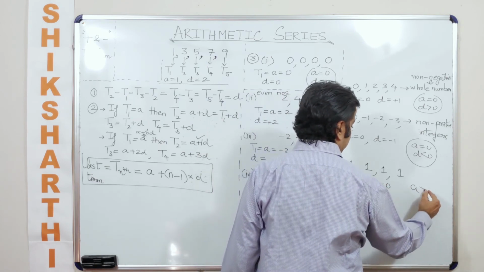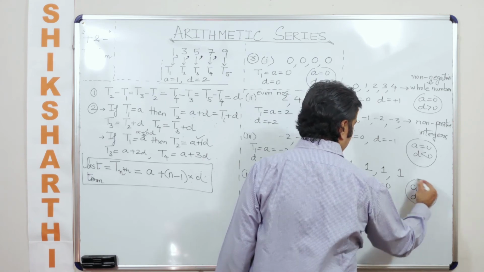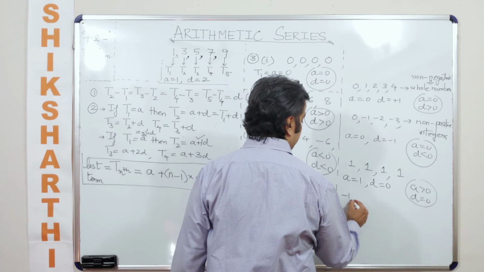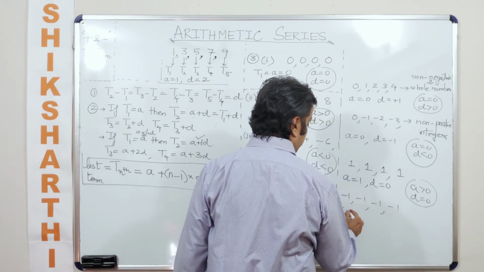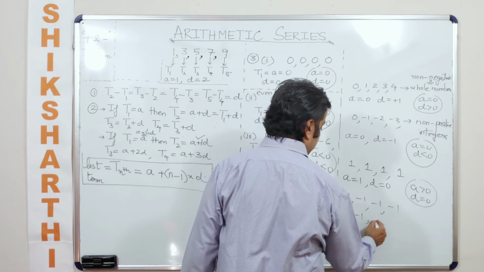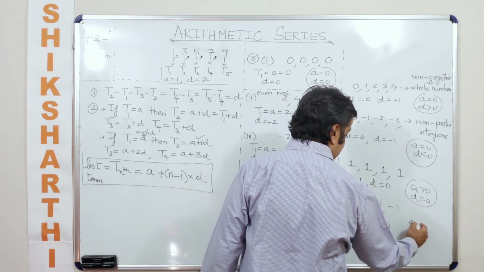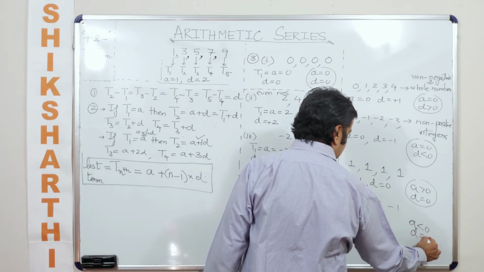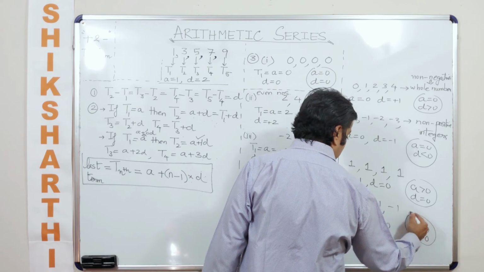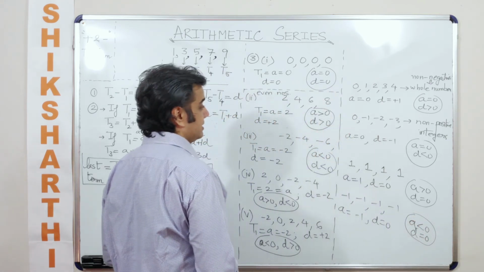So can I say this becomes a case like the last case? Can I take a series like -1, -1, -1, -1? So here what are we saying? We are saying A is equal to -1 and D is equal to 0. So can we say here A is negative and D is neither negative nor positive, which means it is equal to 0.